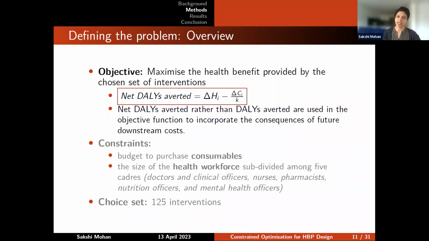The purpose of using net DALYs rather than total DALYs was twofold. First, this allows us to capture all the resource requirements for the interventions, many of which we could not capture in the constraint optimization framework due to data limitations. And second, because we only account for annual resource limits, this offered us a way to account for downstream cost consequences as captured in the cost effectiveness literature.